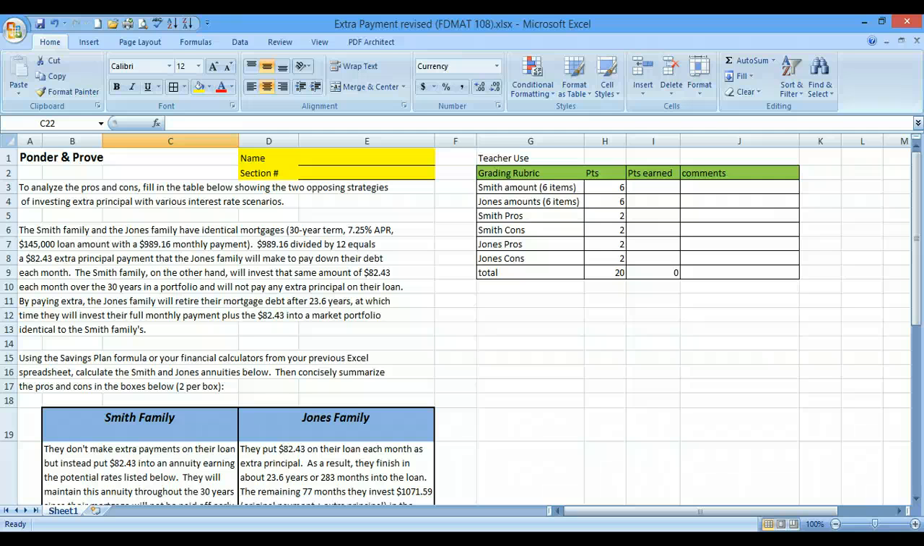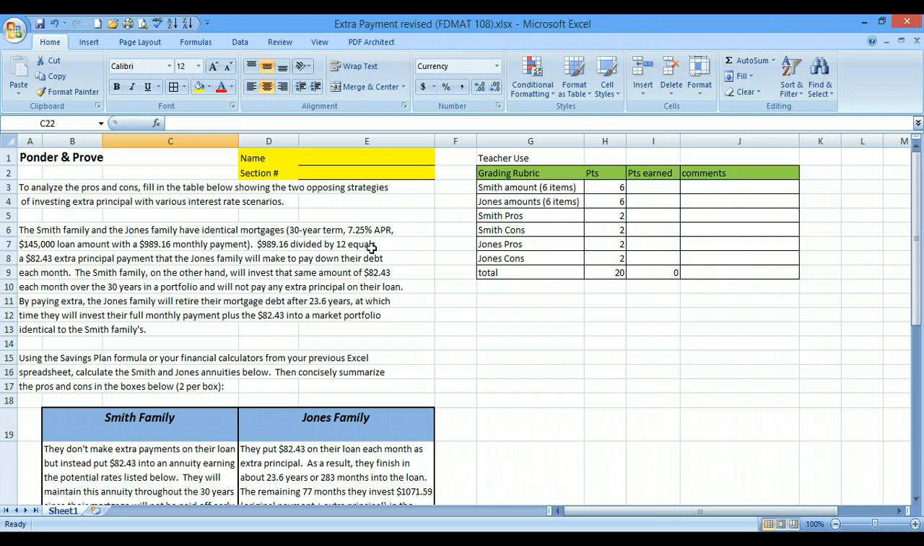I've decided to create a short tutorial for the extra payment project. This project is comparing two families, the Smith family and the Jones family. Both have identical mortgages of a 30-year term at 7.25 APR, a $145,000 loan amount with a $989 monthly payment. And you know how to calculate that now doing our other projects. And they are making these 12 equal payments.